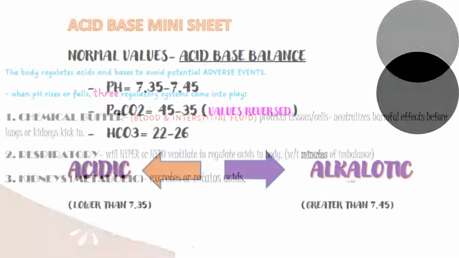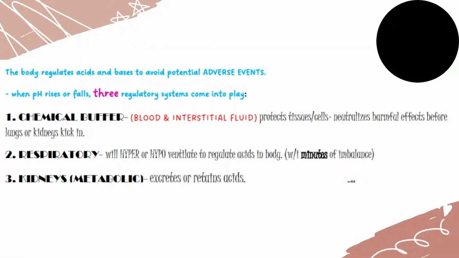alkalotic. With that being said, our body system regulates its balance by chemical buffers: the buffer system, the respiratory system, dealing with the lungs, and the metabolic system, dealing with the kidneys.